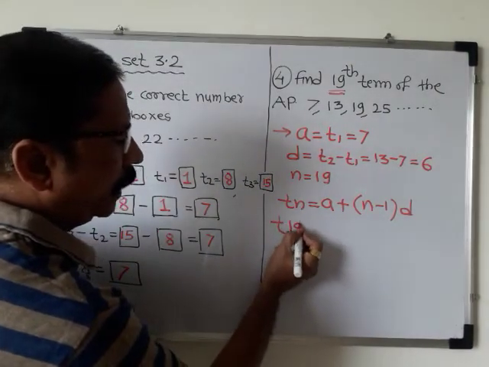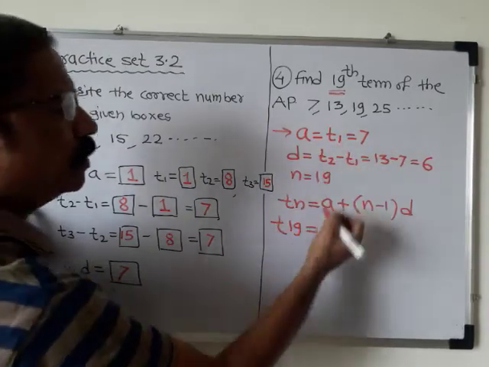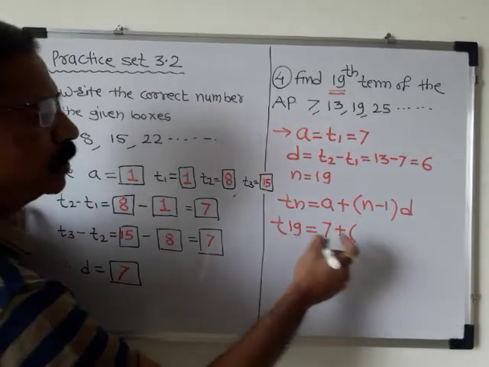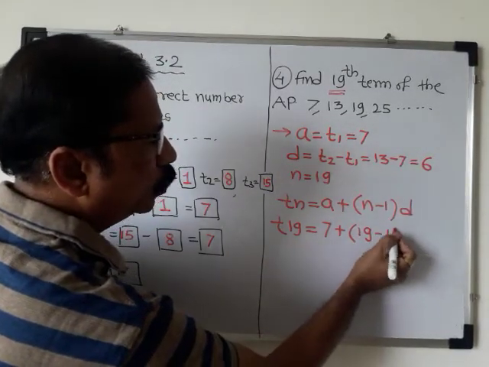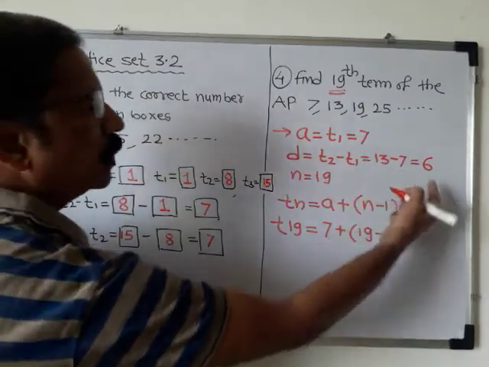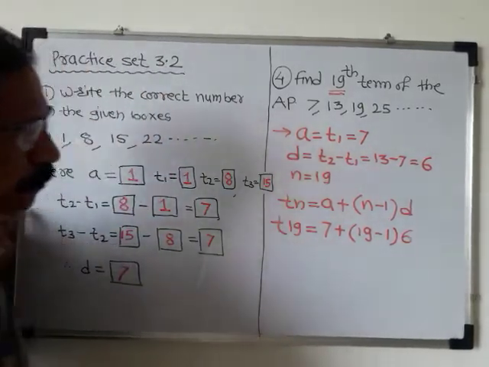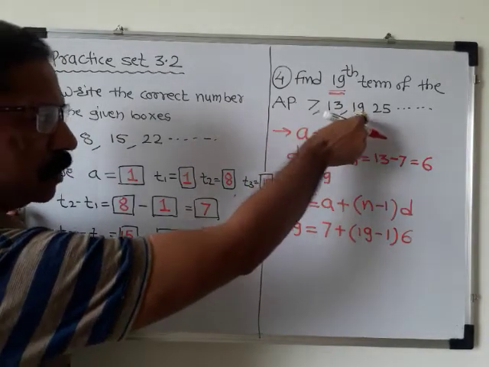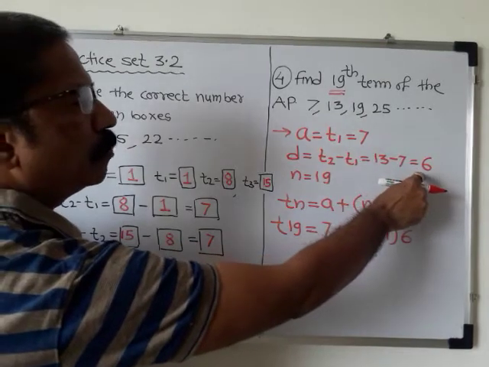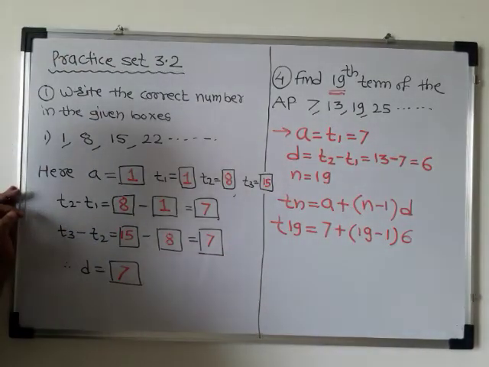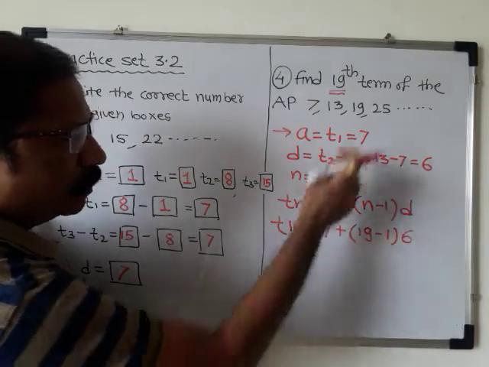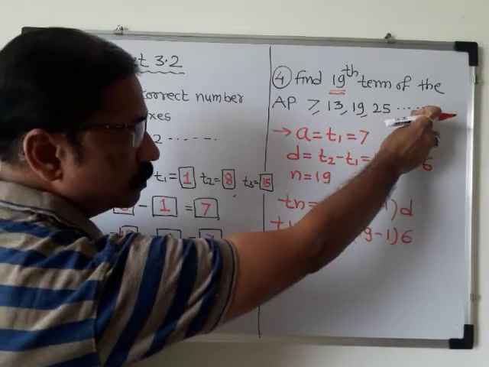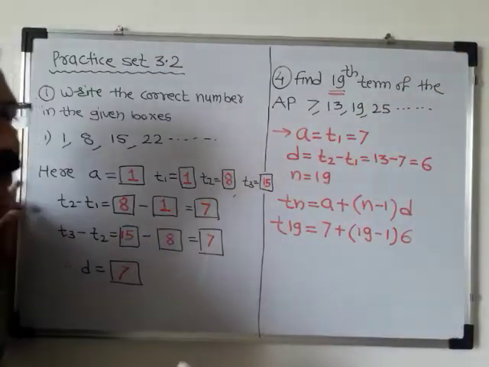That is T19 is equal to a, our first term, 7, plus (n minus 1), n is our position, that is 19 minus 1, into d, the common difference, that is 6. The difference between any two consecutive terms, 13 minus 7, 19 minus 13, will remain fixed, constant, that is 6. And you have to find the term at the 19th position. This is first position, second, third, fourth, fifth, sixth, seventh, like that you have to find the 19th term.